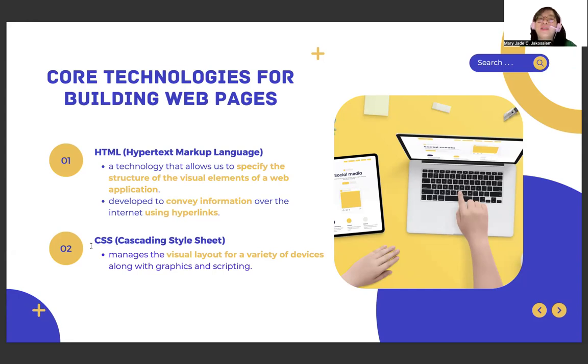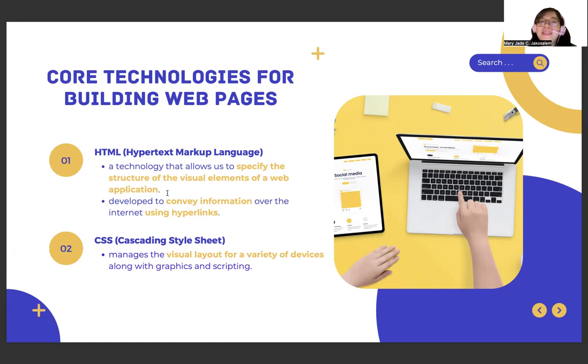But what is the hypertext markup language? It's a technology that allows us to specify the structure of the visual elements of a web application. It was developed to convey information over the internet using hyperlinks. Both of these will be typed in our text editors, hence why text editors are very important. So again, site structure is more on HTML structure.